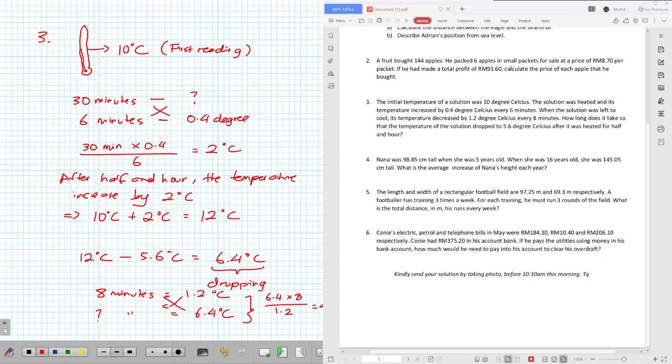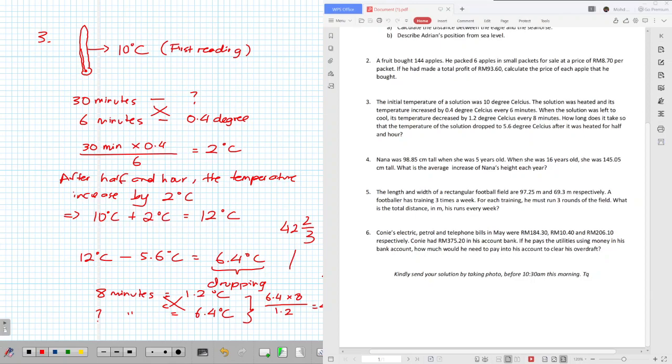So we can say that after half an hour, it takes about 42 and 2 over 3 minutes to drop until 5.6 degrees Celsius. So this is the answer, and this is how you tackle the question. So it is 42 2 over 3 if you do the calculation. This is for the third question.